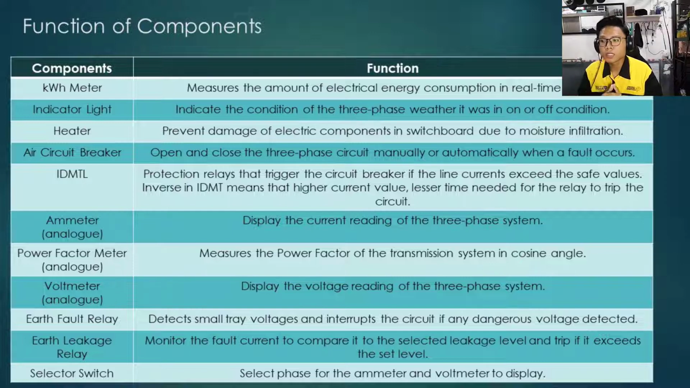And then the selector switch is to select the phase for the emitter and voltmeter to display, which means that this is the three-phase system. So there will be red, yellow, blue. So for the emitter, there will be three selections, which are red, yellow, blue. So the emitter will display what the selector switch selects.